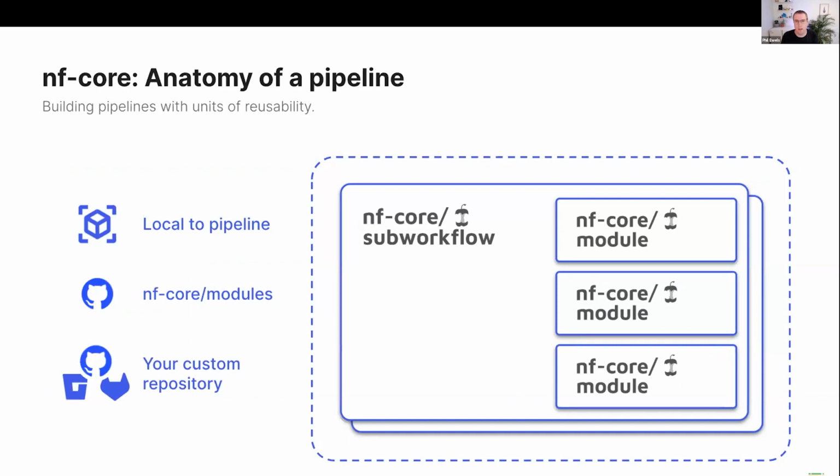So if you're working within a company with NF Core, you can have your own repo of modules, and you can collaborate across multiple pipelines within your institute with that custom repo, as well as installing from the central NF Core repo at the same time and having local. You can have all three of these types of modules and sub-workflows in a single pipeline.